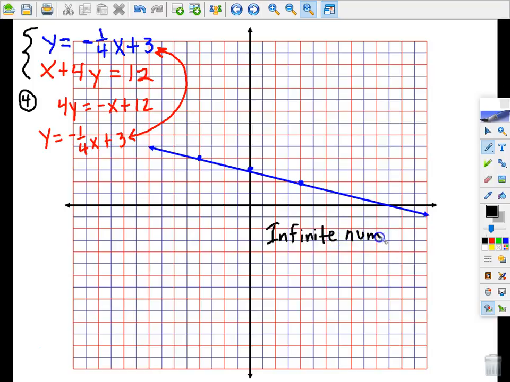number of solutions. All of the ordered pairs that could be pulled from this line, and there's an infinite number. So I'm okay if you want to abbreviate infinite number of solutions. You can just say INS for this situation.